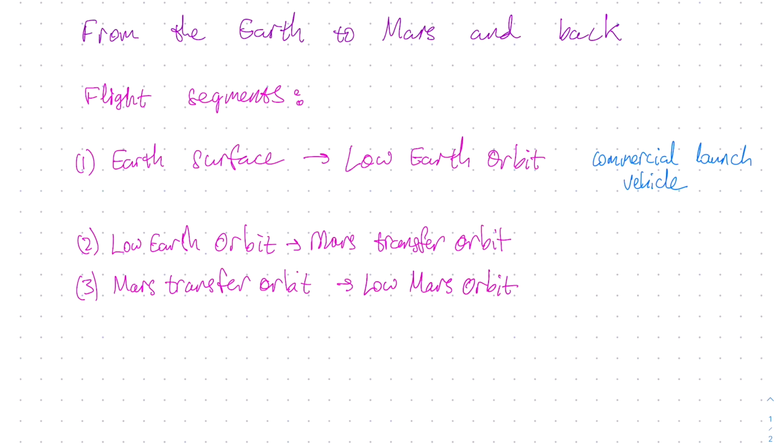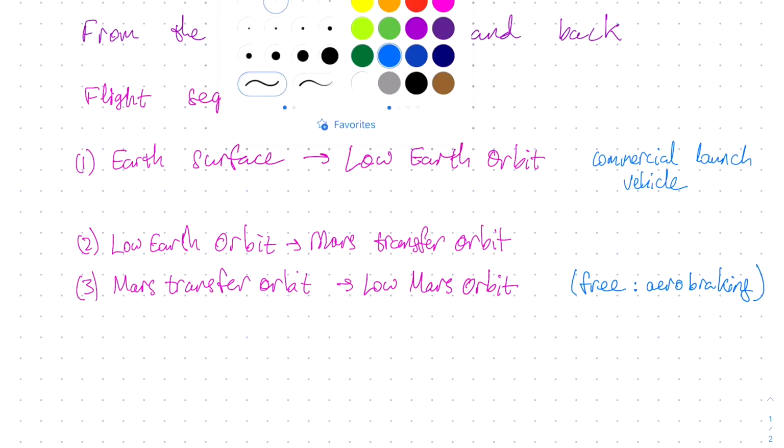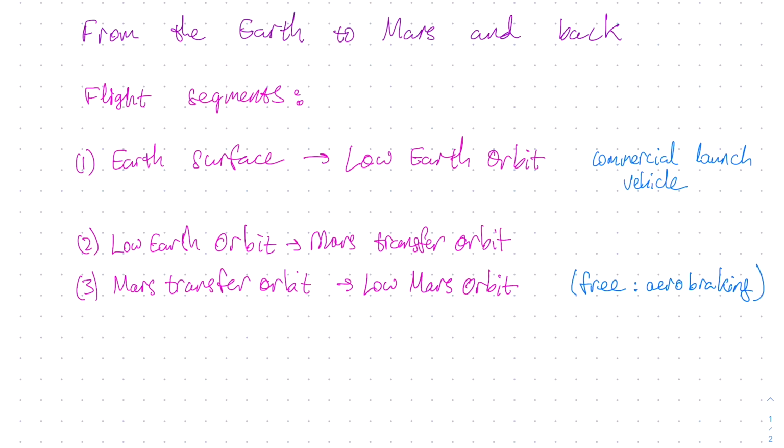Once the spacecraft reaches Mars, it needs to come out of the Mars transfer orbit and enter an orbit around Mars, preferably a low Mars orbit. For purposes of mission planning, we will assume that this can be done for free, that is without using up any fuel, but instead by changing the velocity of the spacecraft using aerobraking, that is friction from the Mars atmosphere.